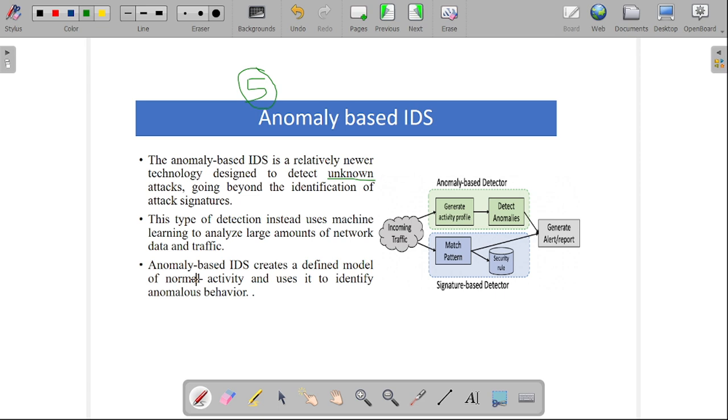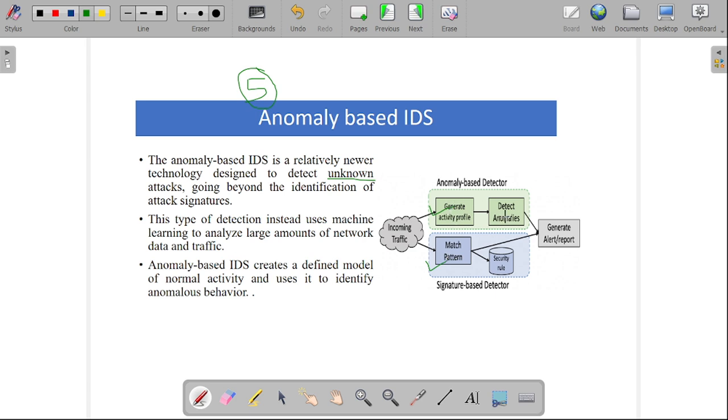Anomaly-based IDS will create a model to detect the normal activity, as well as they can also identify the malicious activities of the intruders. In the given diagram, the incoming traffic is redirected to generate the activity profile as well as to match the pattern.